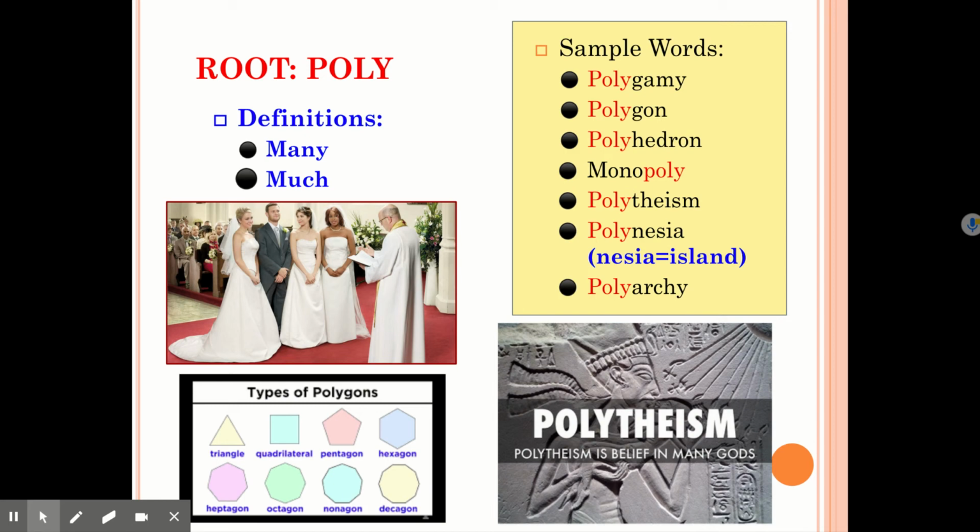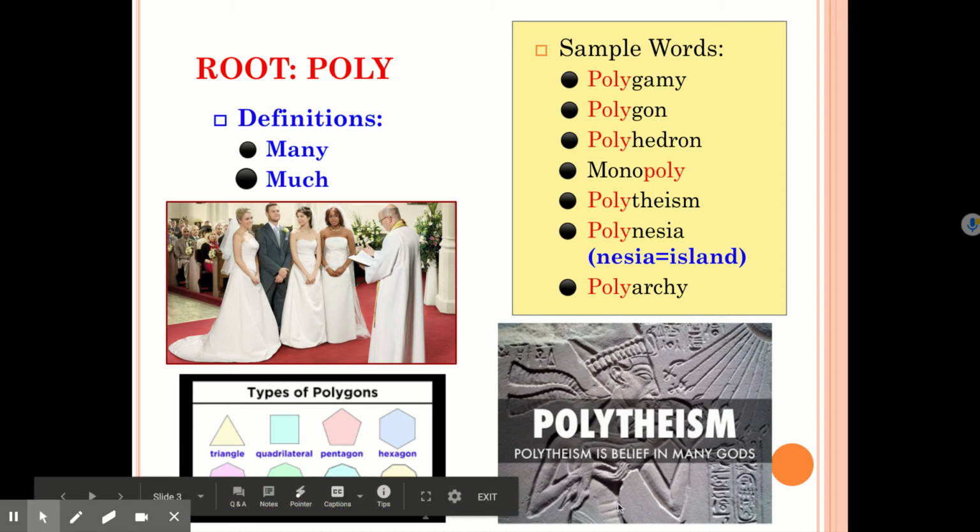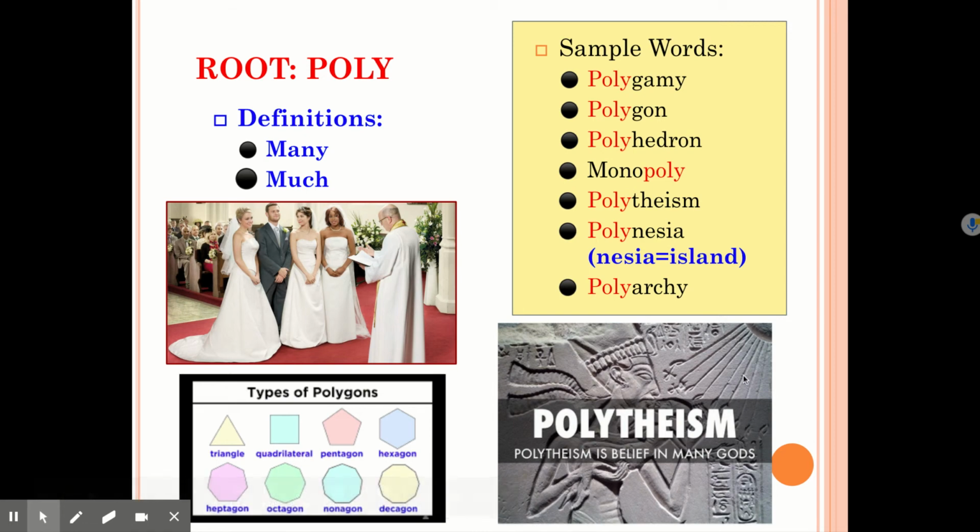Then we have polytheism. Here's a picture for that at the bottom here. And polytheism is a belief in many gods. Polynesia, Nesia meaning island, is the many islands of the South Pacific. And polyarchy, a form of government in which power is vested in 3 or more persons. Okay, so poly means many or much, and Nesia means island.